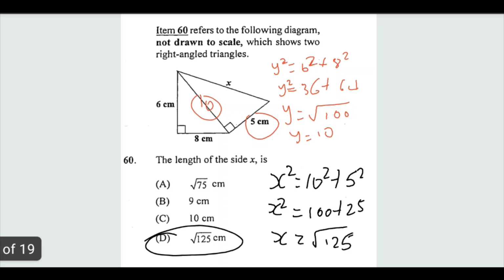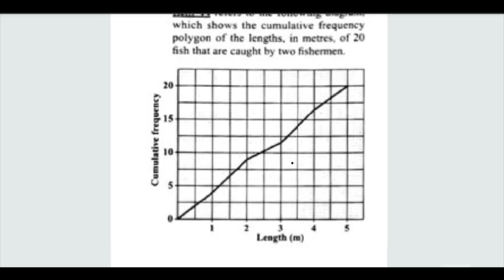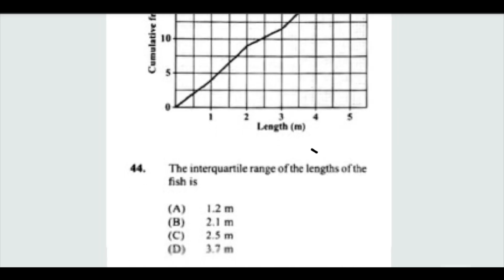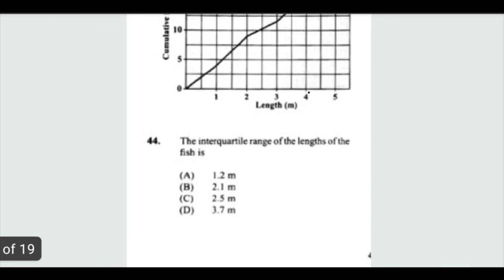Square root of 125. Alright, so this one says item 44 refers to the following diagram, which shows a cumulative frequency polygon of lengths in meters of 20 fish that are caught by 2 fishermen. And the question says the interquartile range. Yeah, so when we talk about interquartile range, you want to find a range of numbers, right? Interquartile range is IQR.